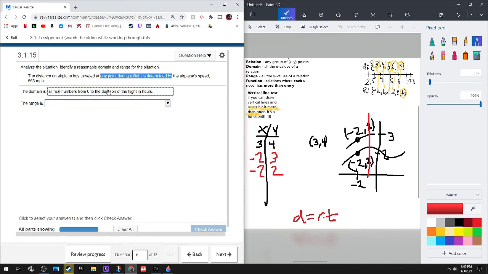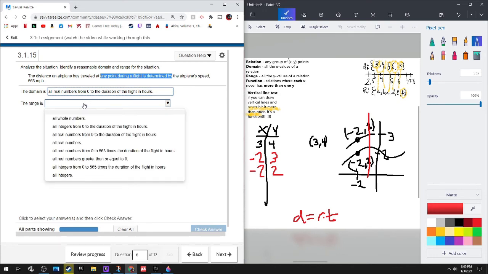And then the range, well, let's see. Would the range just be all the whole numbers? So 0, 1, 2, 3, 4, 5. Well, this could be a whole bunch of different things. So it's not even going to be integers, which are just like whole numbers, except you also have negatives.